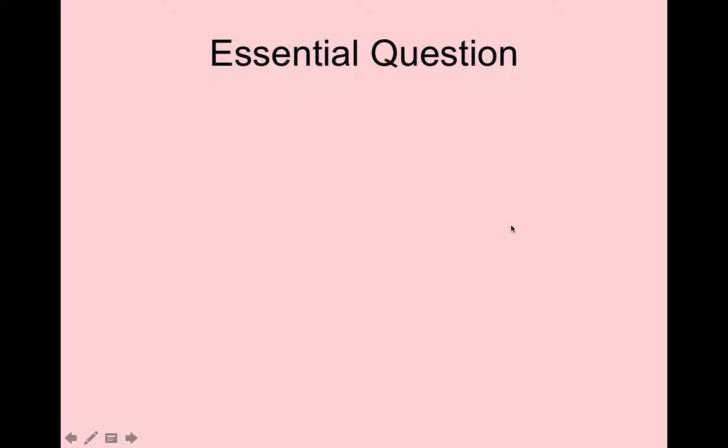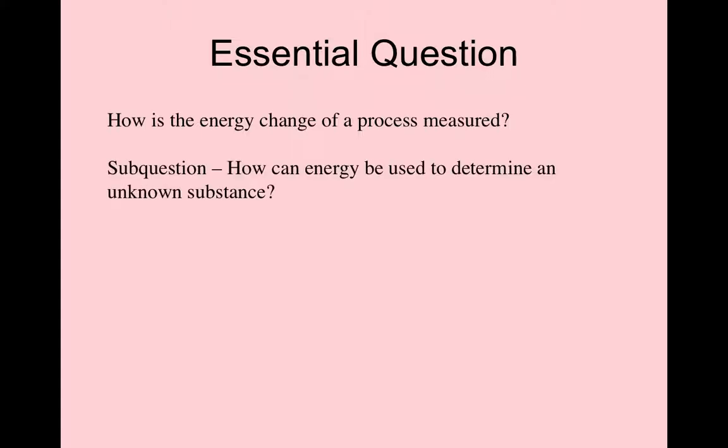So that covers the first concept here with the phase changes as well as with the temperature changes of a substance. So we've answered how energy can be measured in 2 different processes. Of course, that was our unit essential question. How is the energy change of a process measured? And now we've got a sub-question, and it's a new sub-question. How can energy be used to determine an unknown substance?